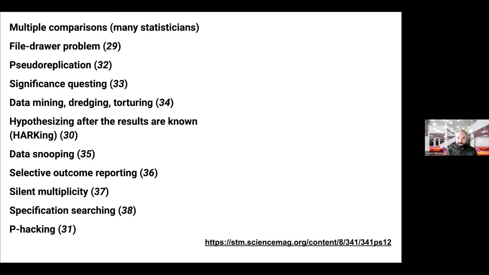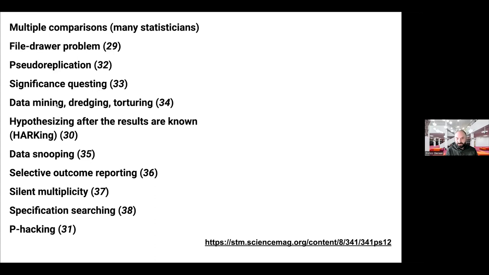Of course, the multiple comparisons problem that I introduced here is just one of the problems. We talked about the file drawer problem, pseudo-replication, which is also interesting in itself: you might measure something that is meaningless, but you measure it consistently. So replicating something that doesn't really help is not a success. It's bad science. Then, here is the fishing expedition, significance questing.